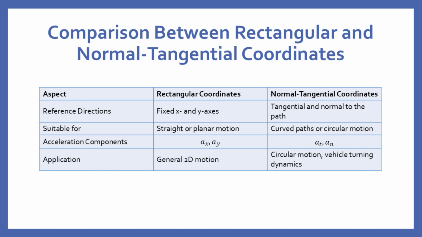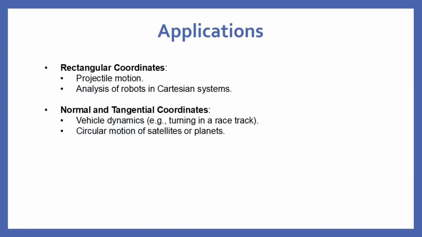Understanding the distinctions between these coordinate systems allows us to choose the appropriate one for analyzing different types of motion, enhancing our ability to solve engineering problems efficiently. Rectangular coordinates are crucial in analyzing projectile motion and robotic systems, enabling precise movements and positioning. Normal and tangential coordinates are vital for understanding vehicle dynamics and circular motion, ensuring stability and performance in applications like race tracks and satellite orbits.